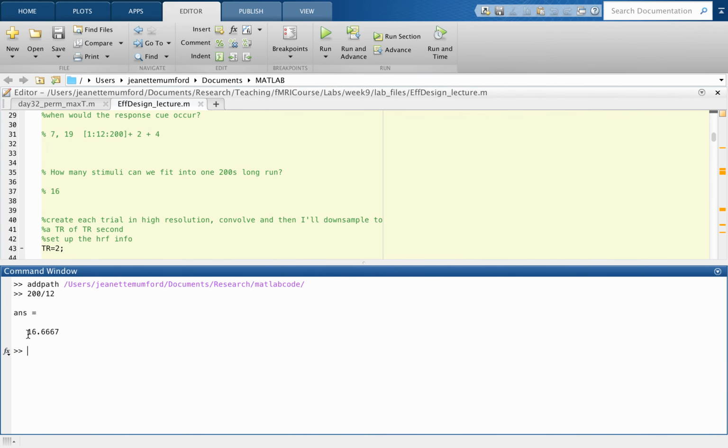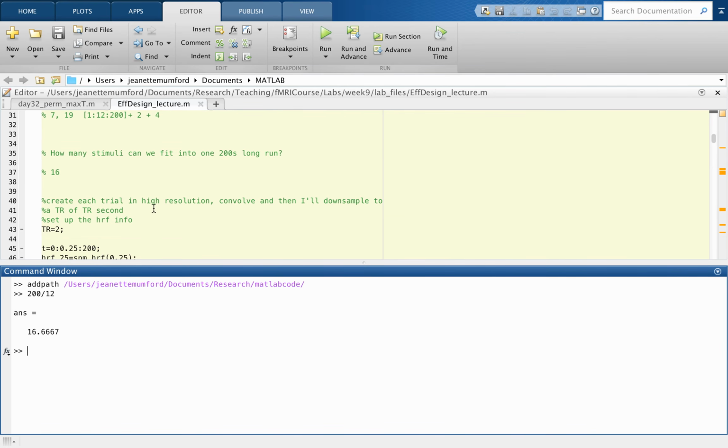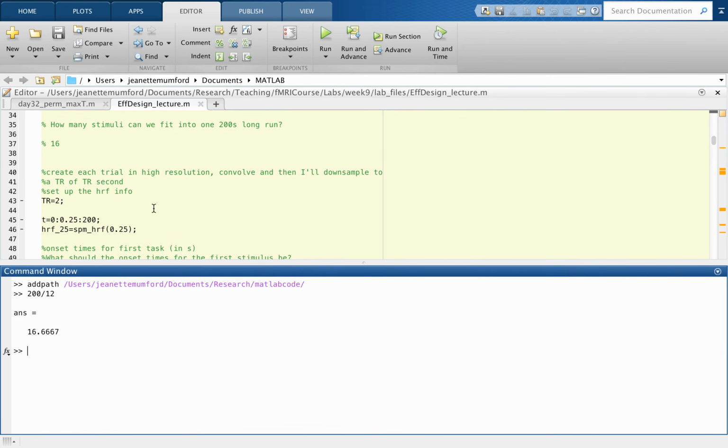Yep, it's a little over 16. We can fit 16 in. All right, so here is the code.